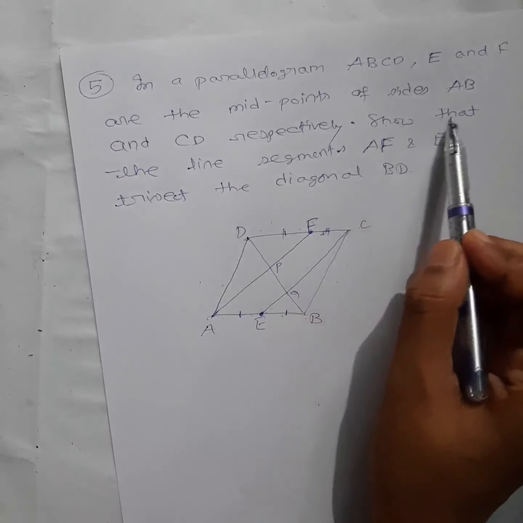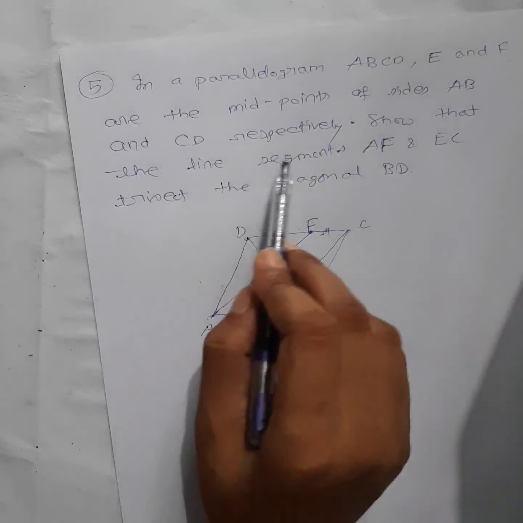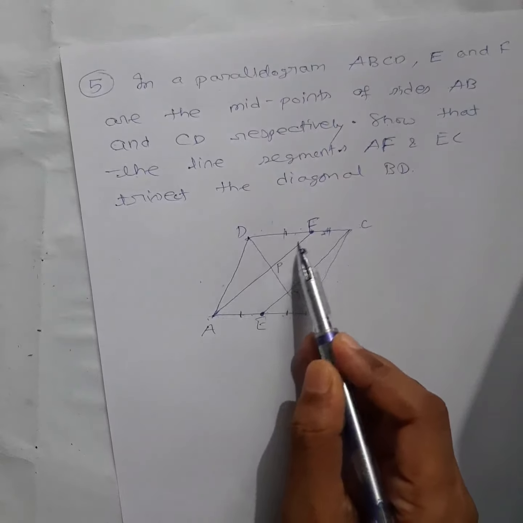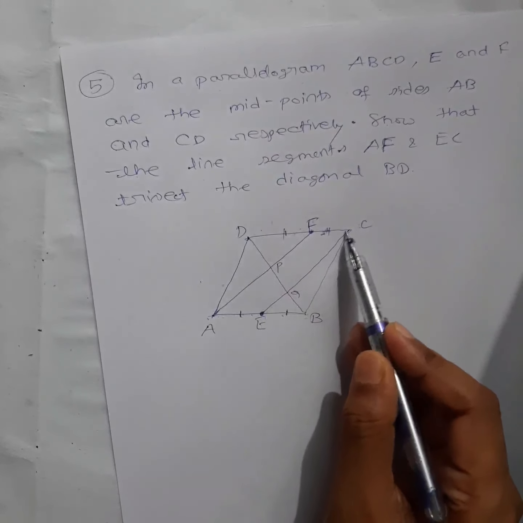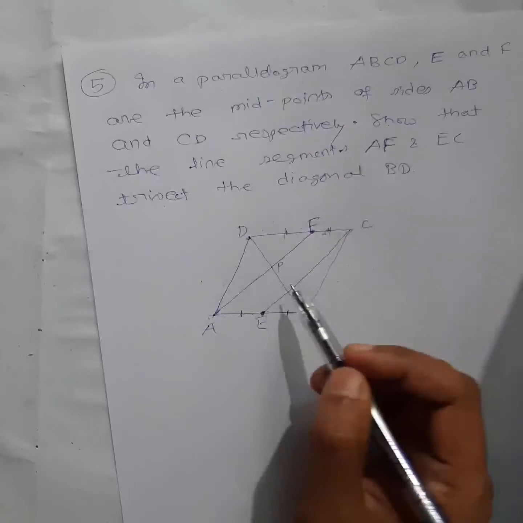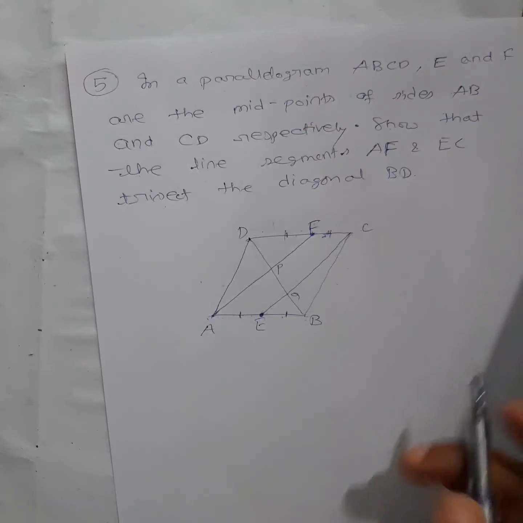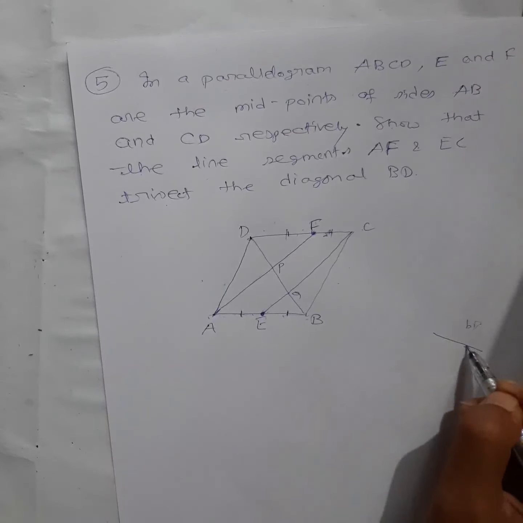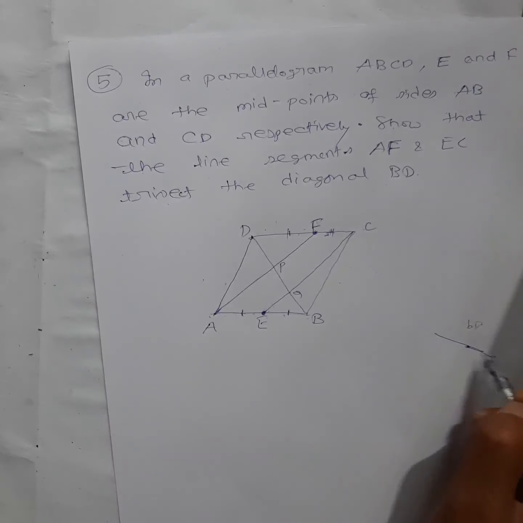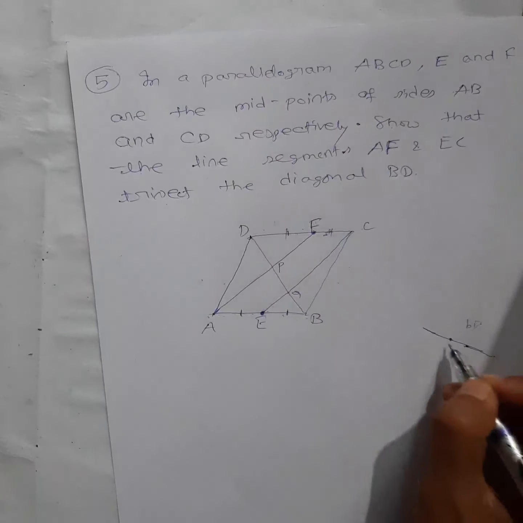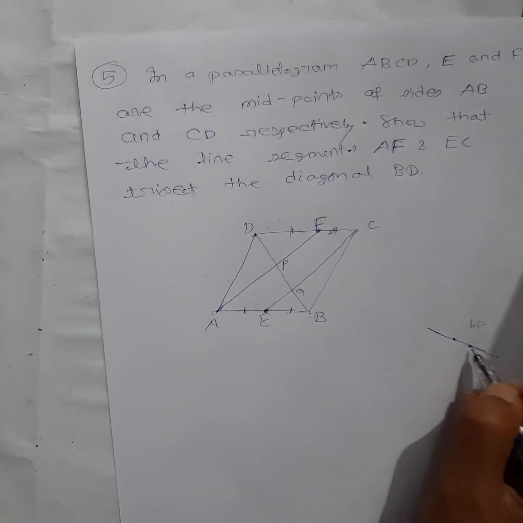Next, show that the line segment AF and EC, this is your EC, okay? Trisect the diagonal BD. Trisect means cut into 3 equal parts. Bisect means what? Bisect means a point cuts a line into 2 equal parts. This and this will be same. Trisect means there will be 2 points. Okay, it will divide the line into 3 equal parts.